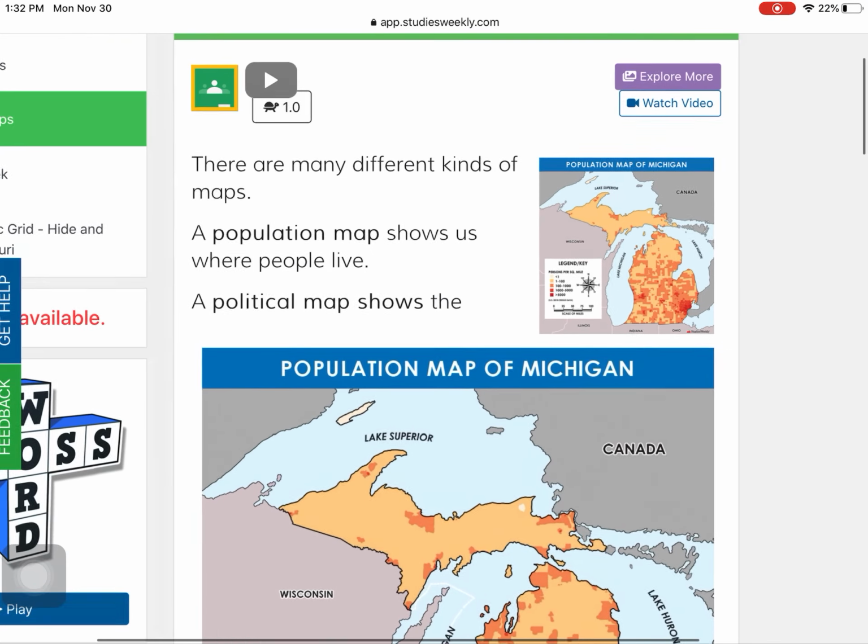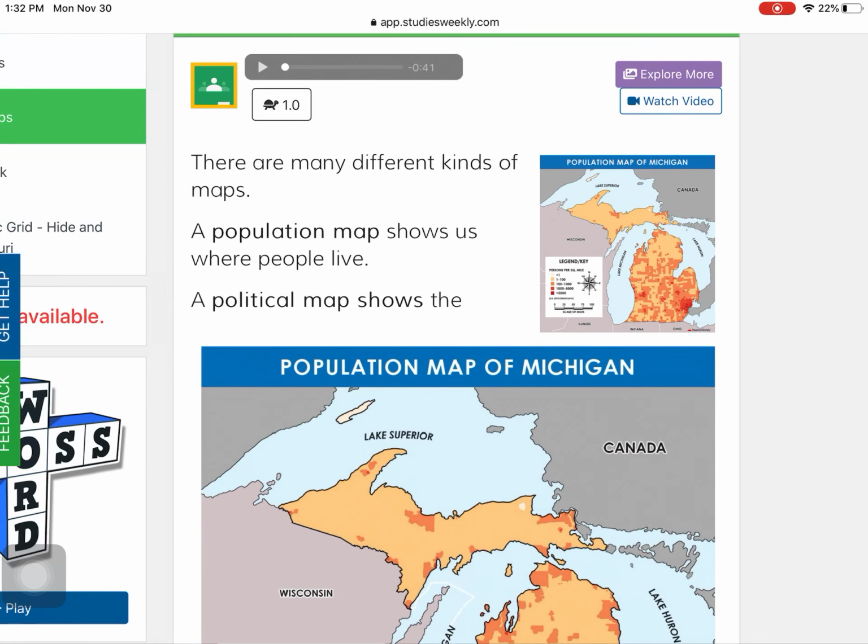Alright, we're going to start right at the top here, and today we're going to be talking about different types of maps. We know that we use maps to tell us things, either how to get places, but did you know maps can also tell us other things like population and about the weather? Well, we're going to talk about those today, so I'm going to go ahead and start reading here.